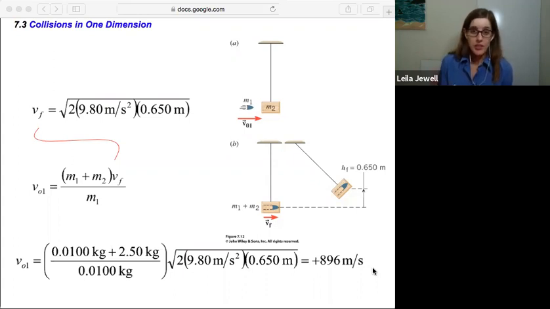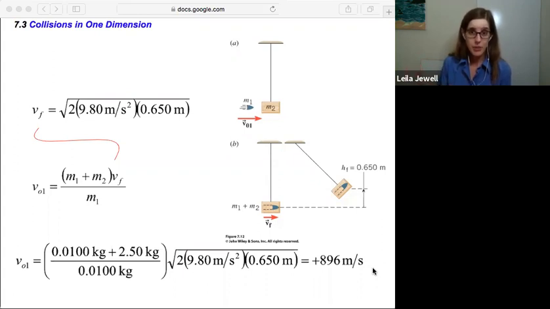Now, when I saw this number, I was like, that seems really big. What is that in miles per hour? It turns out this is about 2,000 miles per hour, which is really fast. So then I was like, okay, this must just be made up numbers. That seems way too fast.